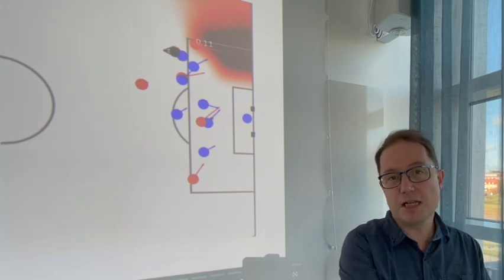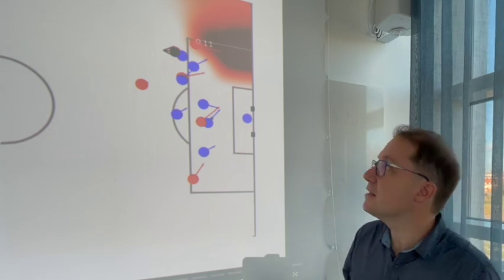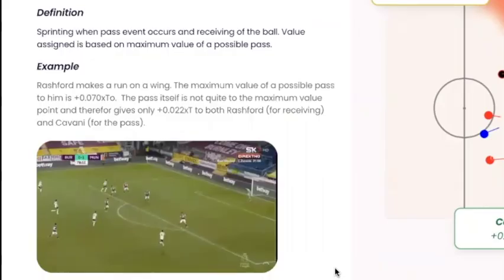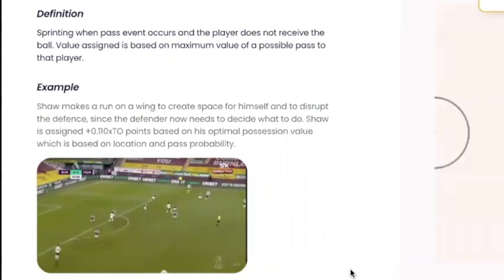An important point here is that sometimes the player who's running does not actually receive the pass. But because he or she is running, they open up space for their teammates. And this is an example of this. This is also from Manchester United. This is Luke Shaw. I'll show you the video first.